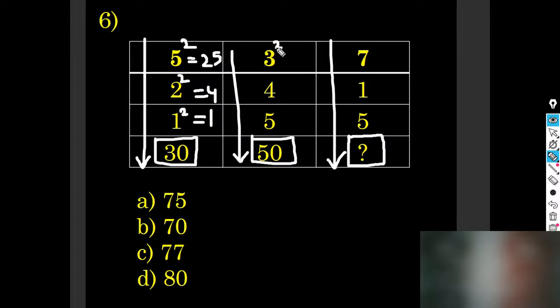3 square is 9. Next 4 square is 16. Next 5 square is 25. They are squaring it and adding it. So 9 plus 16 plus 25 gives us 50. In the same way, 7 square plus 1 square plus 5 square will be our answer. 7 square is 49, 1 square is 1, 5 square is 25. If we add all those, 50 plus 25, 75. So 75 is the correct answer. The logic here is just squaring the numbers and adding them.